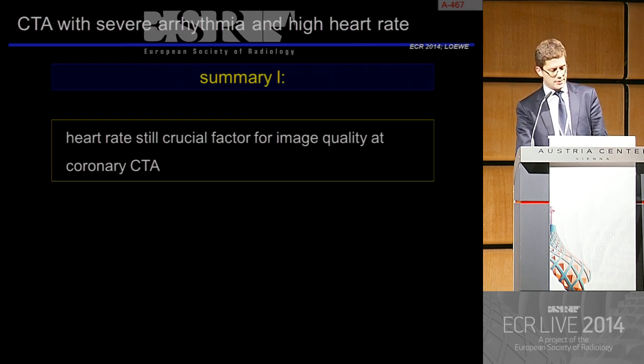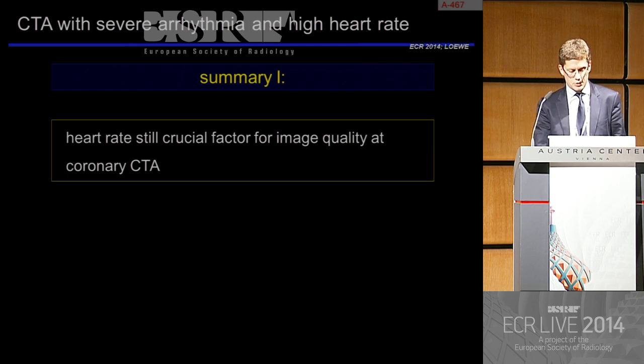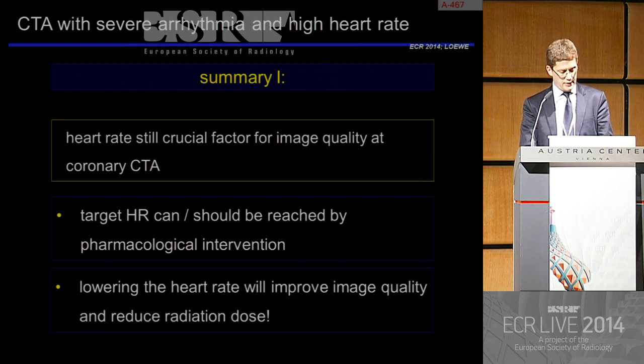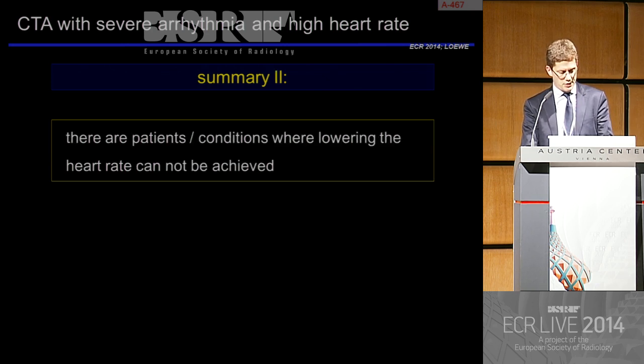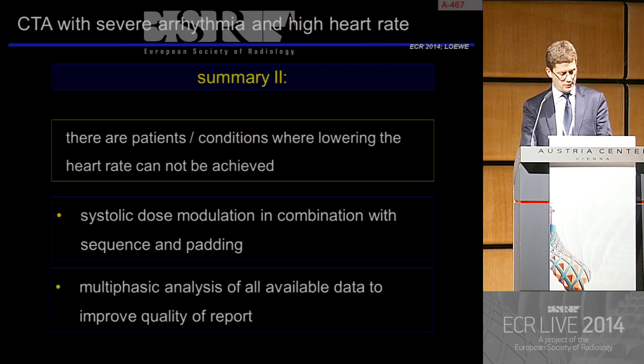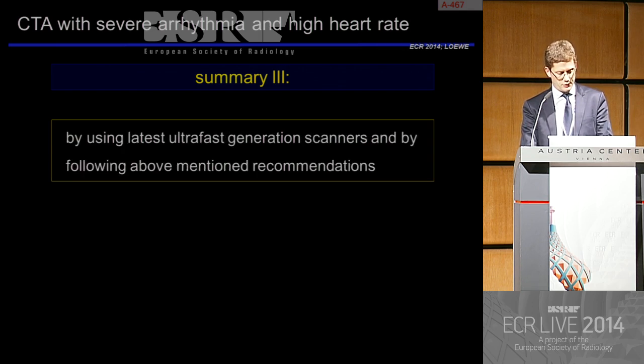Let me try to summarize. Heart rate is still a crucial factor for image quality at coronary CT angiography. The target heart rate can or should be reached by pharmacological intervention, and lowering the heart rate will improve your image quality and reduce the radiation dose to the patient. However, there are still patients or conditions where lowering the heart rate cannot be achieved. In this case, systolic dose modulation in combination with sequence and padding is very helpful, and multiphasic analysis of all available data is highly recommended to improve the quality of your report.